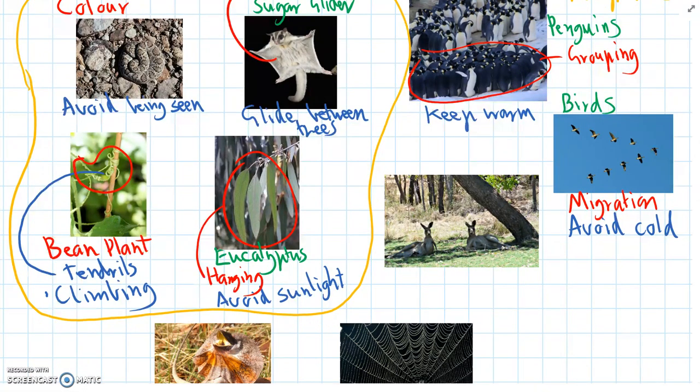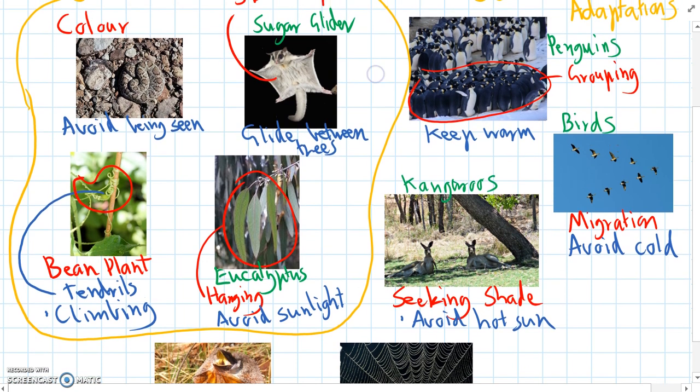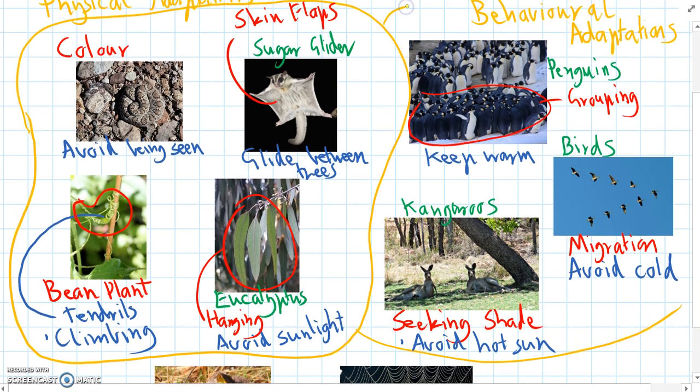Our next adaptation we have are these kangaroos in Australia. You can see that their behavior is they're sitting underneath a tree in the shade. So they're seeking, or they look for shade. And this helps the kangaroos to avoid the hot sun in summer. And as humans, we generally have the instinct of going to sit in the shade when we're too hot as well. So these adaptations are all behavioral.